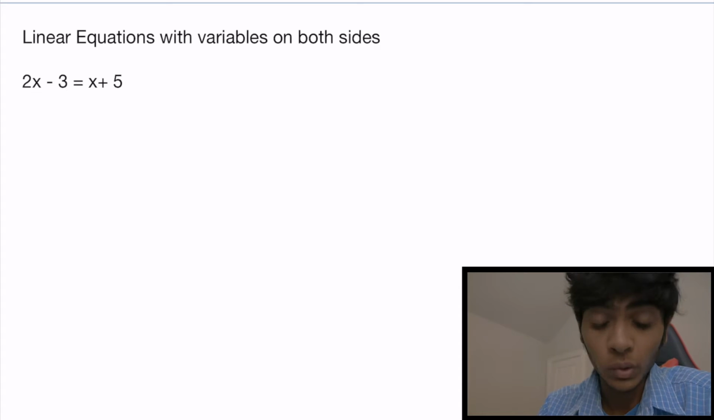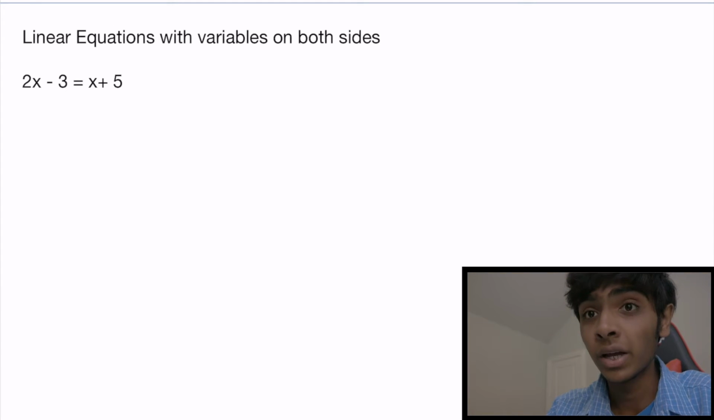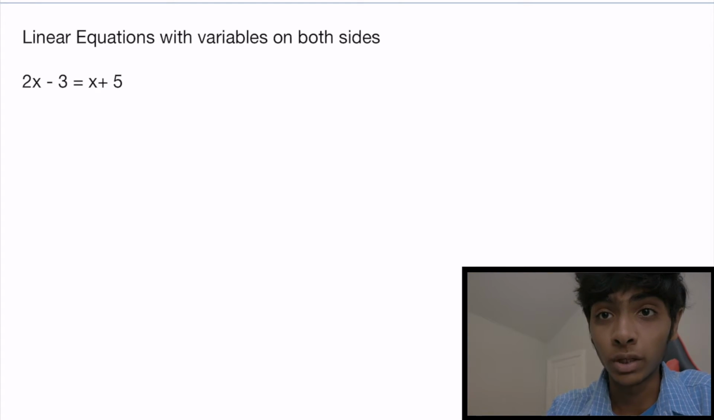Okay, so let's begin with question 1. Now, question 1 is asking us to find x given that 2x minus 3 equals x plus 5. The only difference here between what we're usually accustomed to seeing and this is that there's a variable on both sides of the equation.